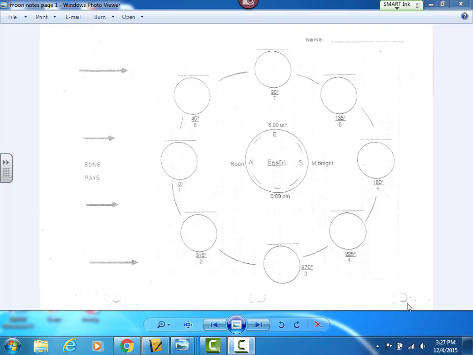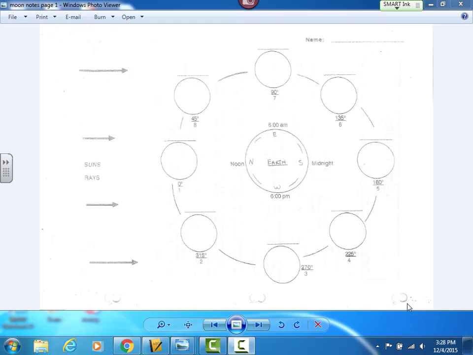The directions say, color the diagram on the back of this sheet according to the steps below. When you are finished, you will have a diagram that shows why we see 8 phases of the moon. Step 1. Use a colored pencil to shade in all parts of the moon that are not illuminated by the sun. Remember, the same side of the moon is always lit and the opposite side is always dark.